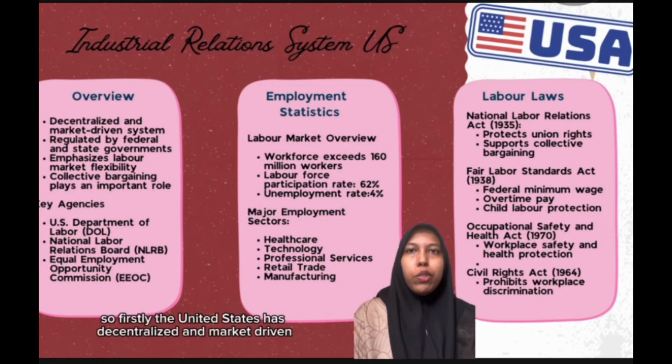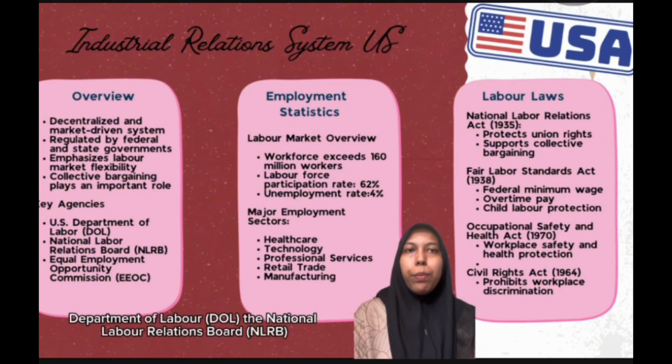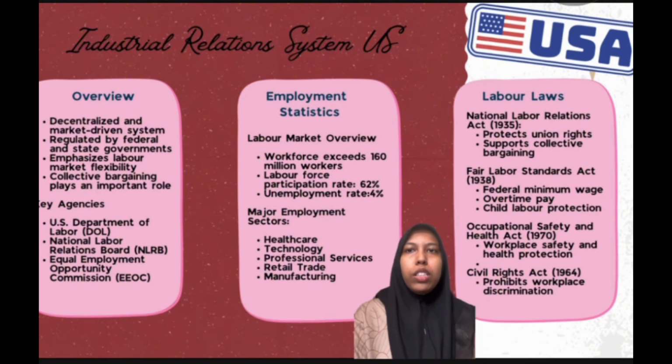So firstly, the United States has a decentralized and market-driven industrial relations system. Employment matters are regulated by both federal and state governments, giving employers and employees greater flexibility in determining employment terms and working conditions. Key agencies involved include the U.S. Department of Labor (DOL), the National Labor Relations Board (NLRB), and the Equal Employment Opportunity Commission, or known as EEOC.